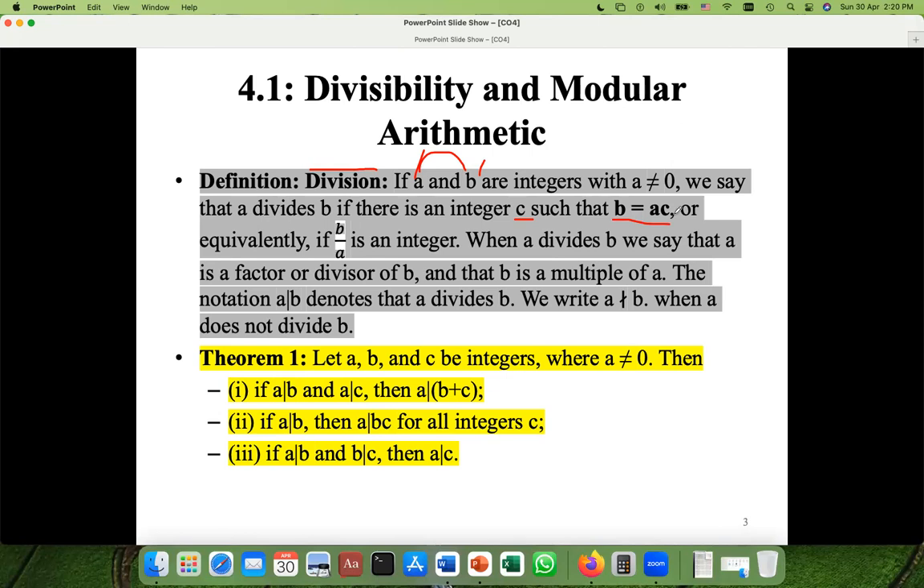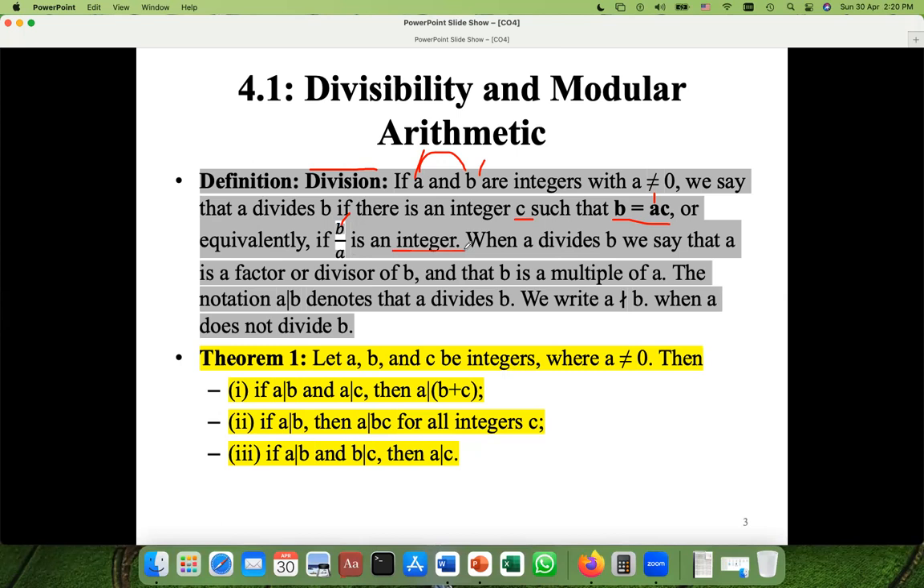Then you will have this equation for the division: b = ac. b is the number that you are going to divide, the dividend. a is the divisor of b, and c is the quotient, which multiplies with a, and the value of this multiplication is equal to b. Or equivalently, you can also say that a divides b, and you will get a result that is an integer.